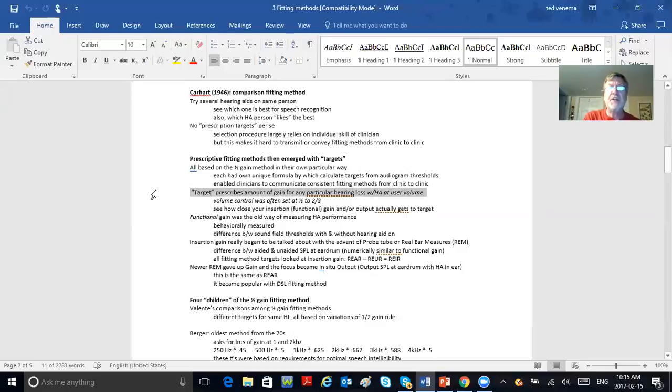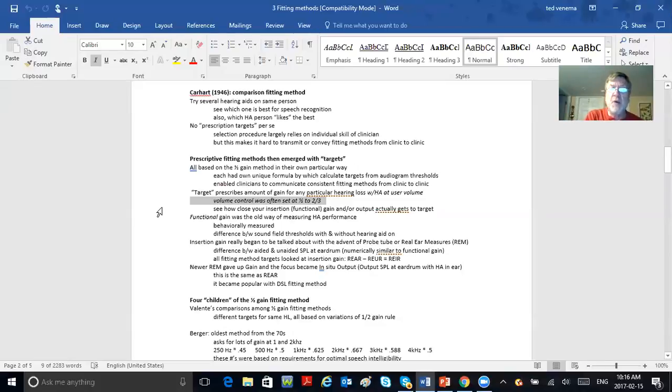The target, in quotes, prescribes the amount of gain for any particular hearing loss with the hearing aid set at user volume. Very important. That's why I put that in italics. And again, a lot of today's hearing aids don't even have volume controls. But the volume control, if you have one or had one, was set at around 1/2 to 2/3, giving a little bit of reserve gain.